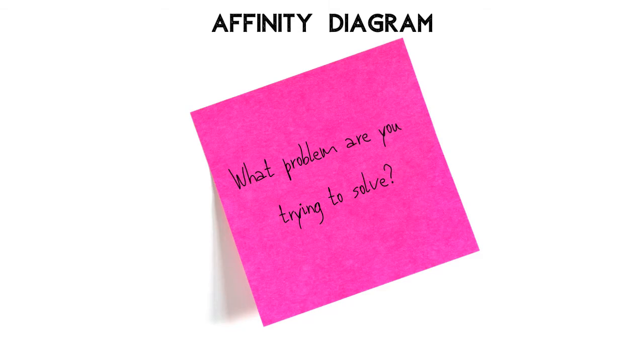Now, to do the affinity diagram, you'll need anywhere between 30 minutes to an hour to complete it. Of course, you need a variety of Post-it notes and pens to write with. So let's start by listing our problem or topic on a whiteboard. For example, in this training, our topic will be cybersecurity.